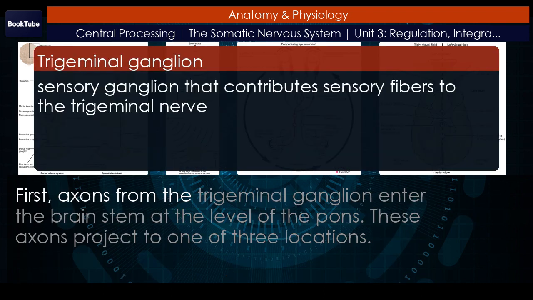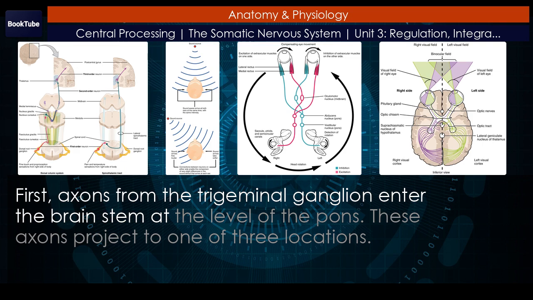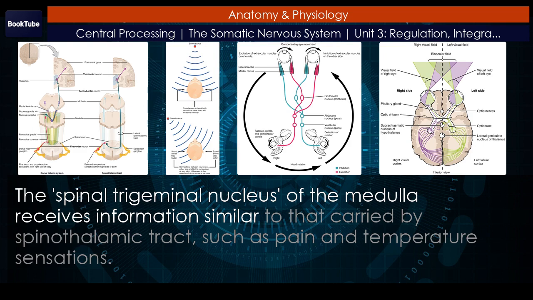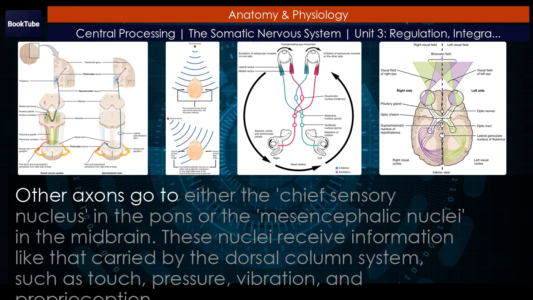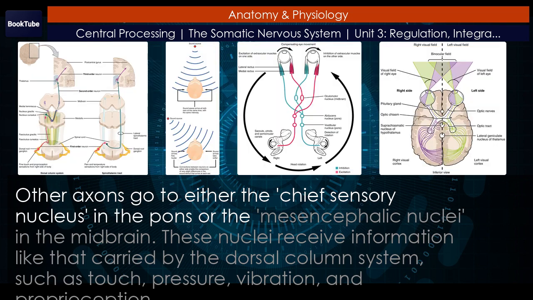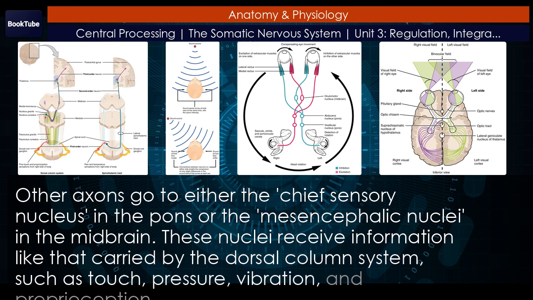First, axons from the trigeminal ganglion enter the brainstem at the level of the pons. These axons project to one of 3 locations. The spinal trigeminal nucleus of the medulla receives information similar to that carried by spinothalamic tract, such as pain and temperature sensations. Other axons go to either the chief sensory nucleus in the pons or the mesencephalic nuclei in the midbrain. These nuclei receive information like that carried by the dorsal column system, such as touch, pressure, vibration, and proprioception.